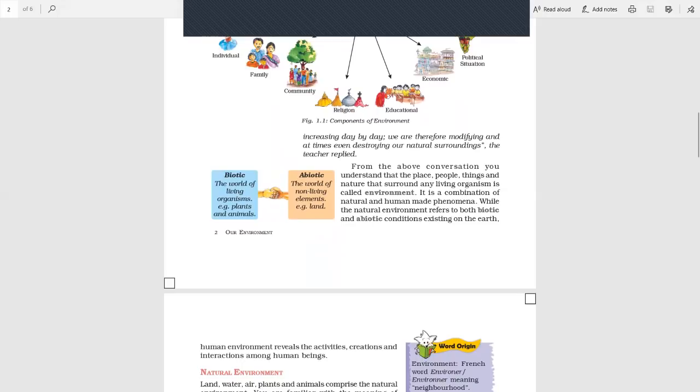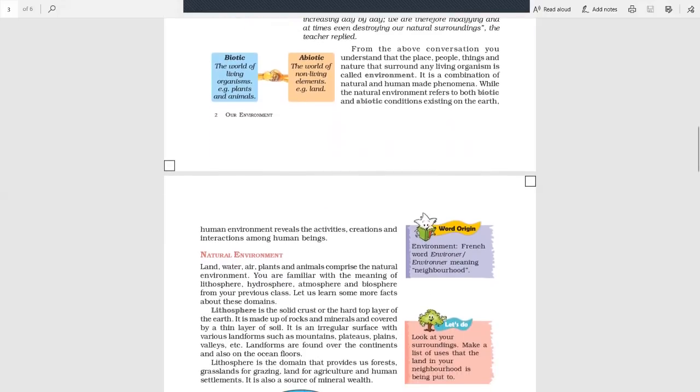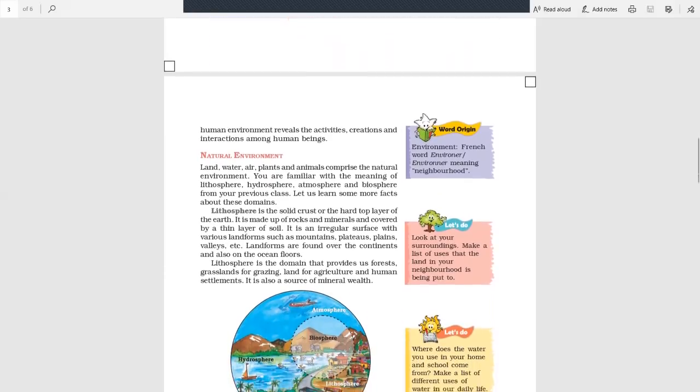Again, on the same page, you have two boxes, that is biotic and abiotic environment. So biotic environment means the world of living organisms, that is plants and animals. Abiotic environment, the world of non-living elements, that is land. Okay, students, now let's start the next part of the chapter, that is natural environment.